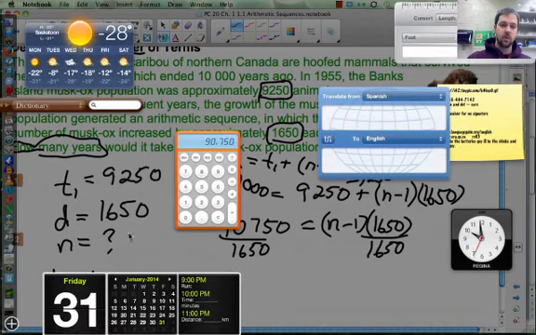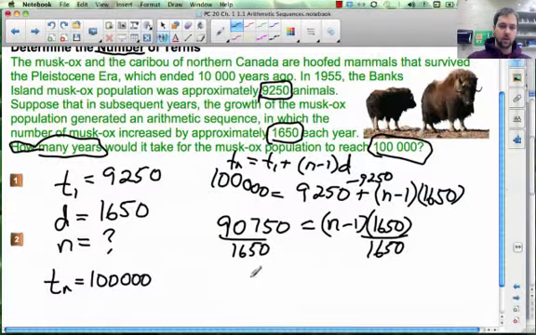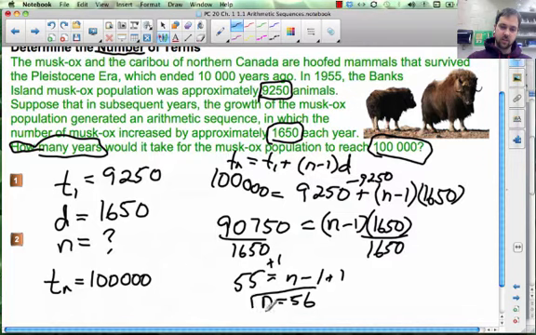Okay, so hit up your calculator. Divide by 1650. There you go. 55 equals n minus 1. Now to get n by itself, add 1 to both sides. N equals 56, so it will take 56 years before the muskox population reaches 100,000.